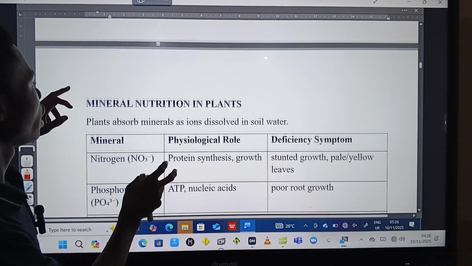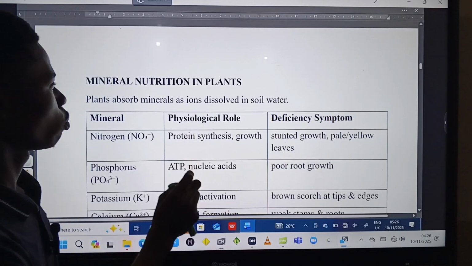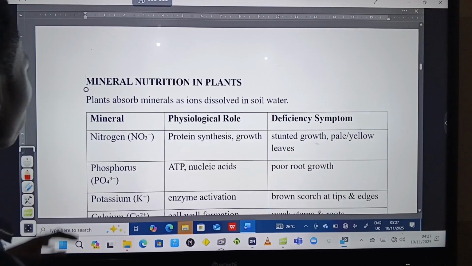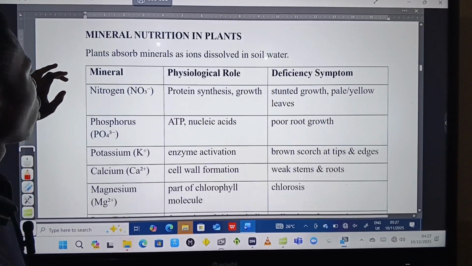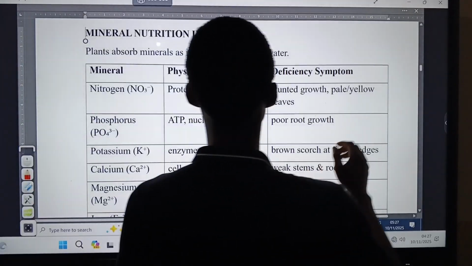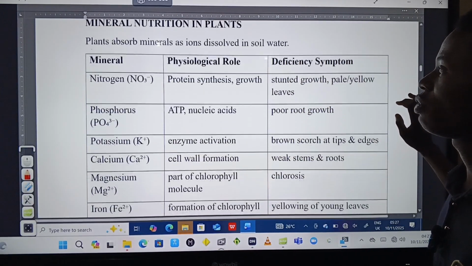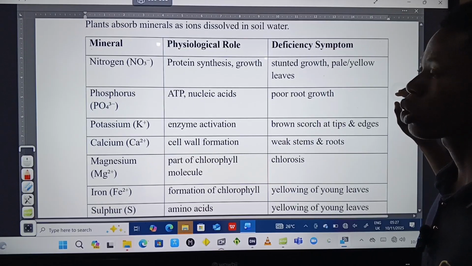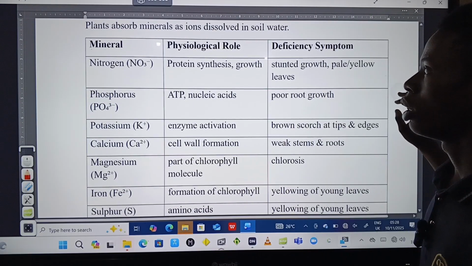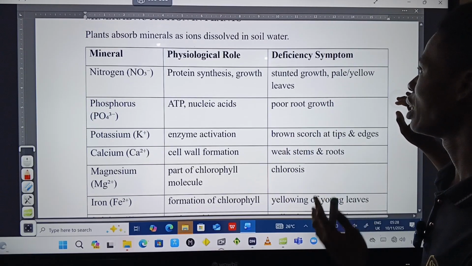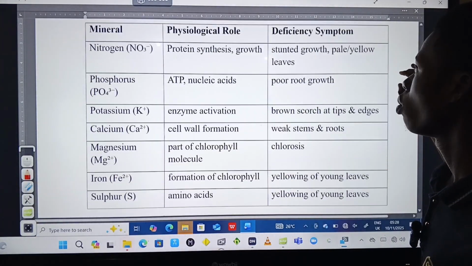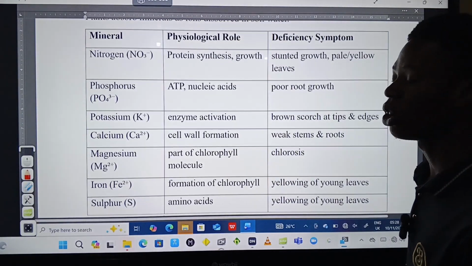All right, mineral nutrition in plants. Let's move on. Now, plants absorb minerals as ions dissolved in soil water. And if some of these minerals are deficient, there is a problem. So let's look at some of the minerals and their roles and their deficiency symptoms. You see this a lot in exams.